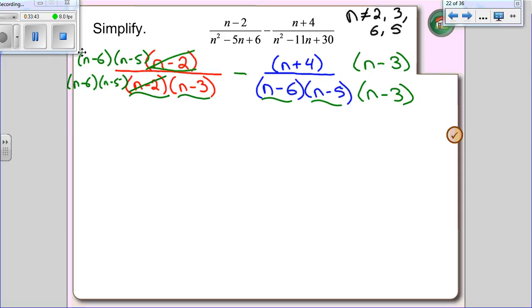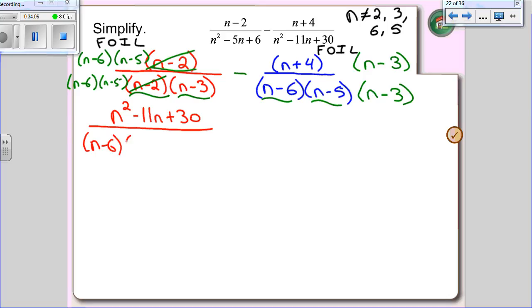If you did that in the first fraction, you would end up with n squared minus 11n plus 30 divided by n minus 6, n minus 5, n minus 3, minus, on the right hand side you'd end up with n squared plus n minus 12 divided by n minus 6, n minus 5, n minus 3.